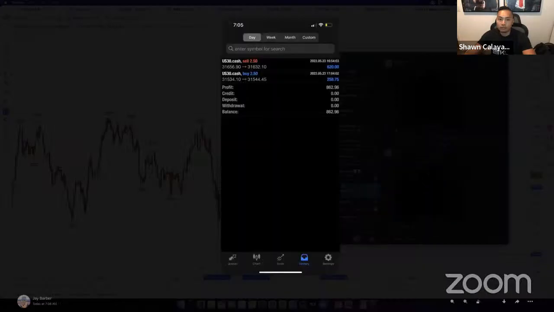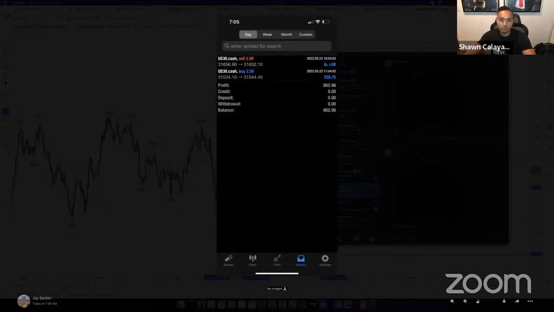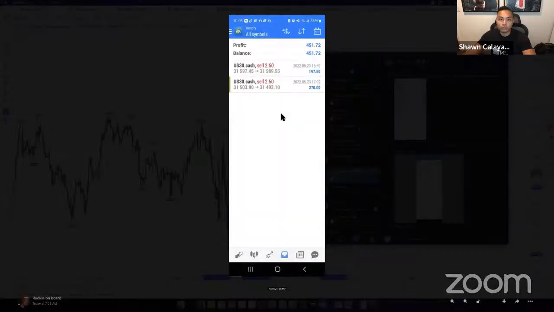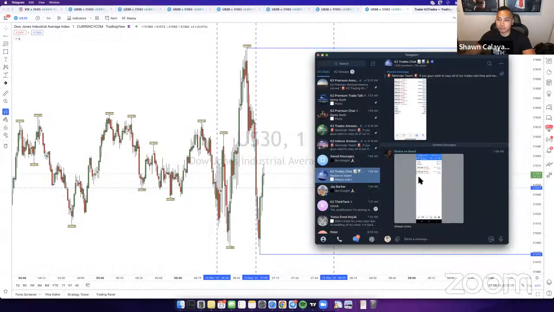Jay over here as well. Jay took some trades in both directions. You can see his bigger win right here, where he took the sell. Looks like he caught the bounce back and forth, locked in a total of 862. Nice work, Jay. Rookie over here, she's trading the direction of bias, both sells right here, locking total profit of 451. Nice work, Rookie.